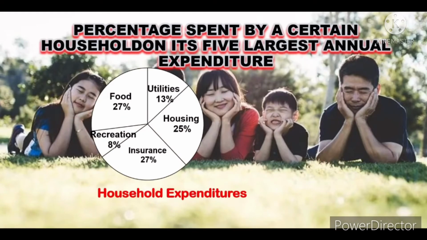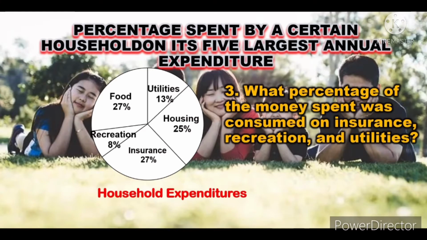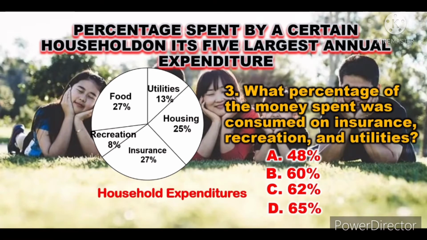Number 3. Following is a pie chart that presents the percentage spent by a certain household on its 5 largest annual expenditures. The question is, what percentage of the money spent was consumed on insurance, recreation, and utilities? A. 48%. B. 60%. C. 62%. Letter D. 65%.